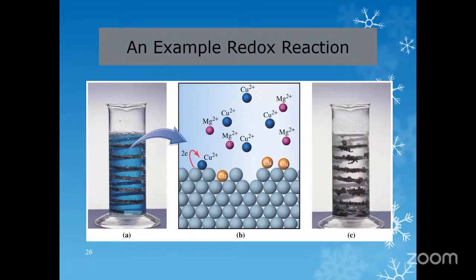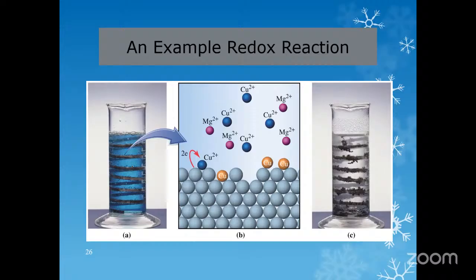This is a relatively simple example of a redox reaction. This reaction here is the reaction between copper sulfate and magnesium. As you can see in this picture to the left, basically what they did was put a coil of magnesium in a solution of copper 2 sulfate. Copper 2 sulfate is blue due to the copper 2 plus ions, right?